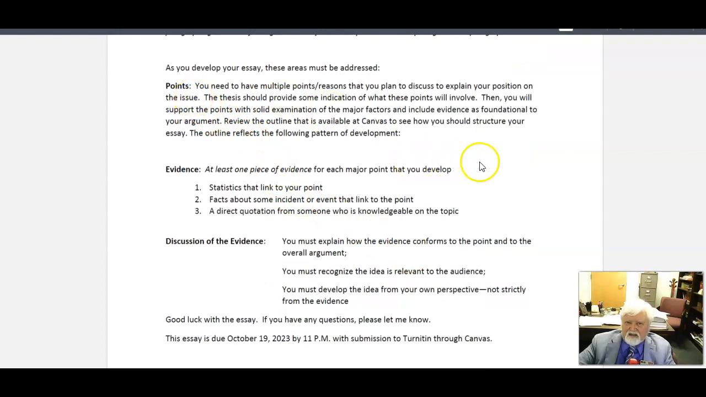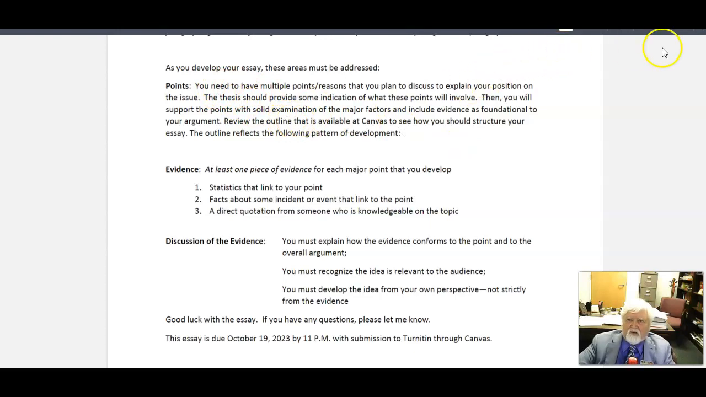You have to have points, reasons. There should be multiple reasons that you're going to use to discuss and to explain your position. Your thesis is going to give an indication. That means in your introduction, whether it's one paragraph or two, your thesis will give an indication what those points, what those reasons are going to involve. You're then going to use those points to organize the rest of your essay to help to create an examination of the key points, key evidence, and explain how that evidence fits. You're then going to structure it all the way through.